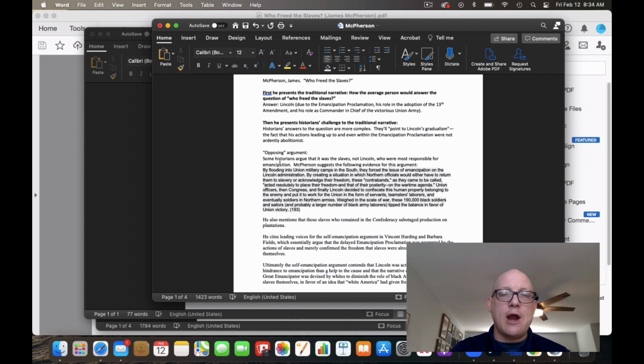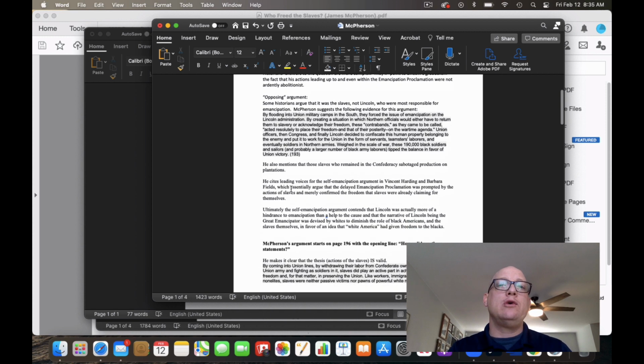He's saying, here's the traditional narrative. Here's why historians say that, well, it's a little too simplistic. That's kind of problematic. There's really more things to consider instead of just saying Lincoln freed the slaves. And now he shows you the opposing argument. And I call it the opposing argument because it's an argument that is in opposition to what ultimately McPherson will be arguing in his article. And this is the self-emancipation thesis. Okay, the idea that, again, the slaves, not Lincoln, were the most responsible for emancipation. All right, and he lays it out for you.